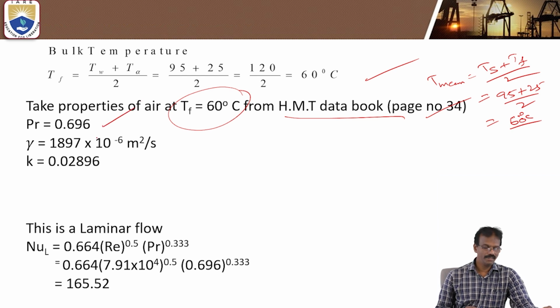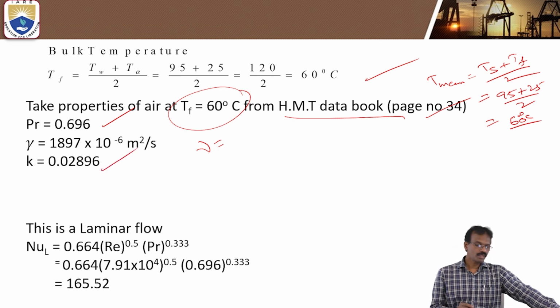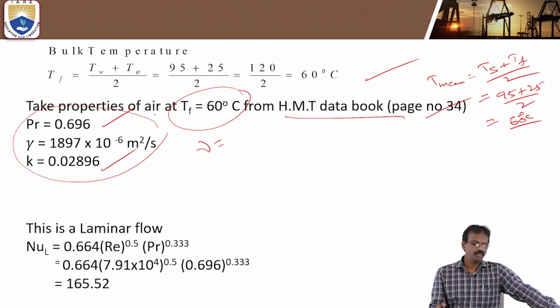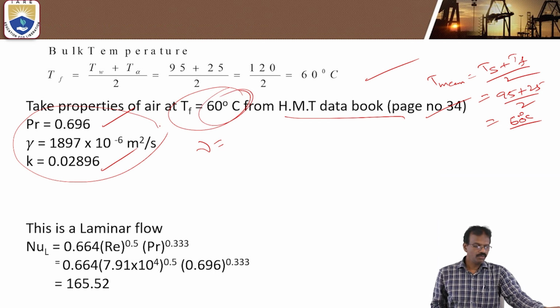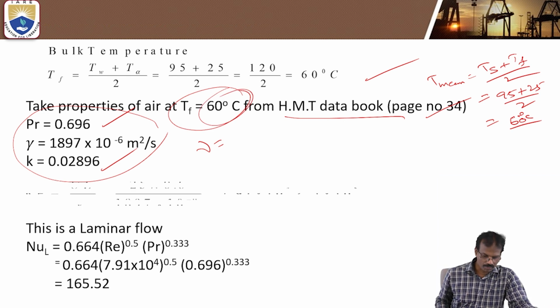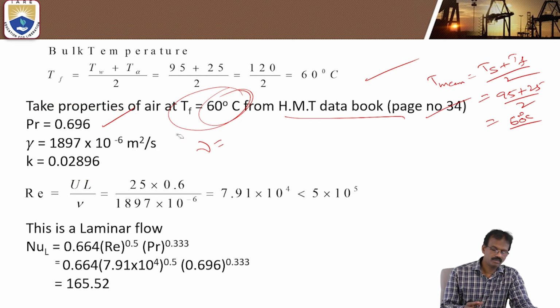These are the properties: the Prandtl number of the dry air, kinematic viscosity of the dry air, thermal conductivity of the dry air. These are the required data taken from the data book with respect to dry air at 60 degrees. Then you have to find the Reynolds number. Because the velocity has been given, you can understand this is forced convection. If the velocity is not given, it is natural convection. Small point. Re is equal to U L by nu. Here we are taking the full length.